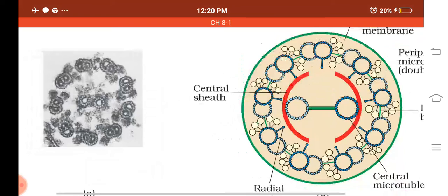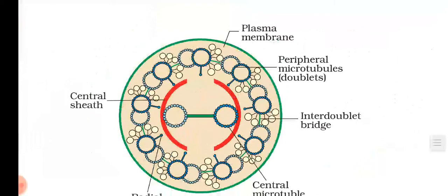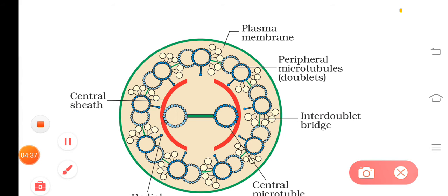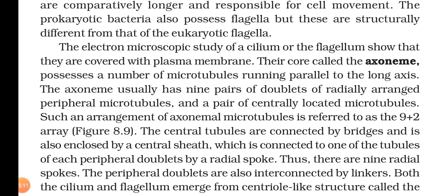I will show this in the diagram. This is the axoneme, and in the axoneme you can see microtubules. They are proteinaceous rod-like structures, arranged parallel to each other. Peripherally you can see how many? 9 doublets. Two are here: 1, 2, 3, 4, 5, 6, 7, 8, 9. So 9 doublets, and doublet means two microtubules arranged together. In the center there will be 2 microtubules.